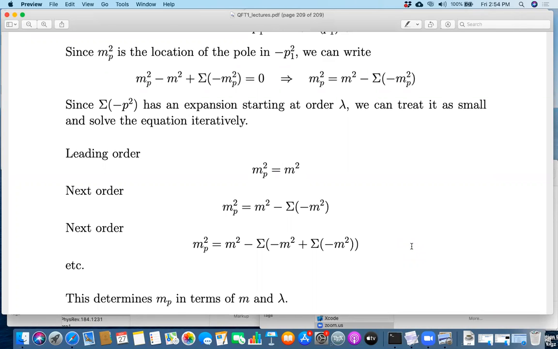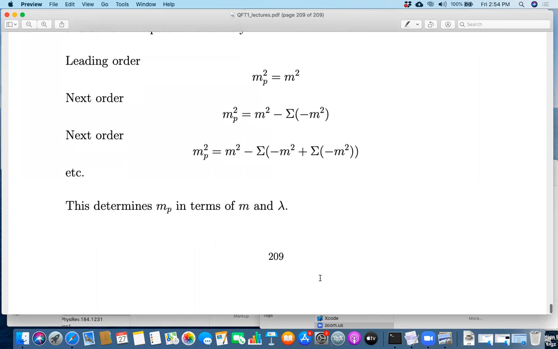And so to any finite order in lambda, it's a finite computation, right? You have to do a finite number of iterations to find the expression, the relation between mp and m to any finite order in lambda. So basically, this is the procedure that one uses to find mp in terms of m and lambda.